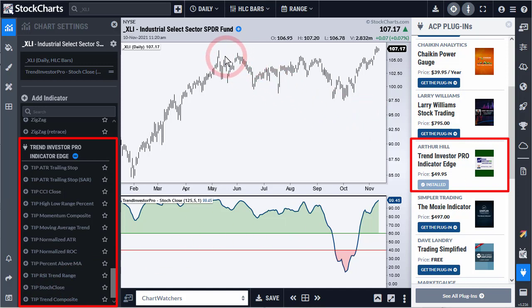And on this chart, we can see industrials XLI getting a breakout and then following through, and StochClose turning bullish there in the second half of October.